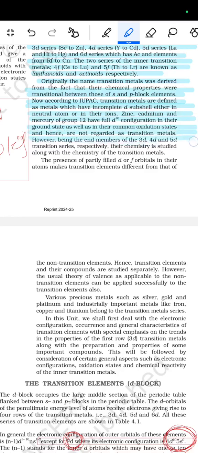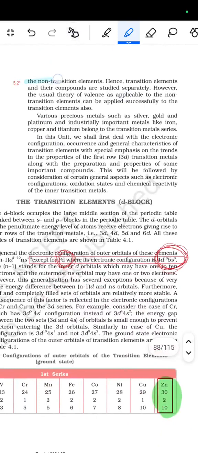However, being members of the 3D, 4D, 5D transition series respectively, their chemistry is studied along with the chemistry of the transition metals. The presence of partially filled d or f orbitals in their atoms makes transition elements different from the non-transition elements. Hence, transition elements and their compounds are studied separately. However, the usual theory of valence applicable to the non-transition elements can be applied successfully to the transition elements also. फिर आता है कि various precious metals such as silver, gold and platinum and industrially important metals like iron, copper and titanium belong to the transition metal series.